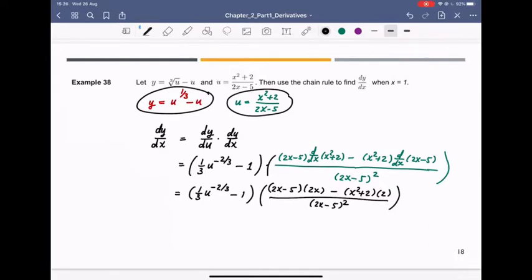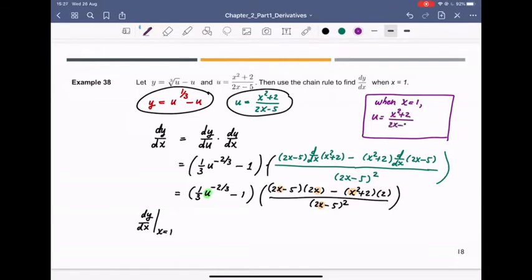Well, this is good enough for your answer for dy by dx. But what we want is dy by dx at x equal to 1. So that means you have to plug in x equal to 1 here. You're going to plug in x equal to 1 everywhere. Well, you have u here, so you have to figure out when x equal to 1, what is the value of u? So when x equal to 1, you have u equal to x squared plus 2 over 2x minus 5, so you can plug in the number 1 here.